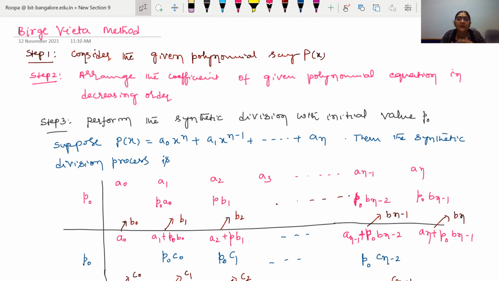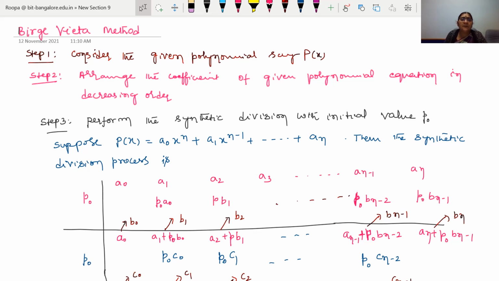Also, another use is if you want to extract a linear factor from the given polynomial, there we are going to use the Birge-Vieta method. It is one of the methods to extract a linear factor from the given polynomial, or to find one of the real roots, only for polynomials with real coefficients. This is an advantage and also a disadvantage.